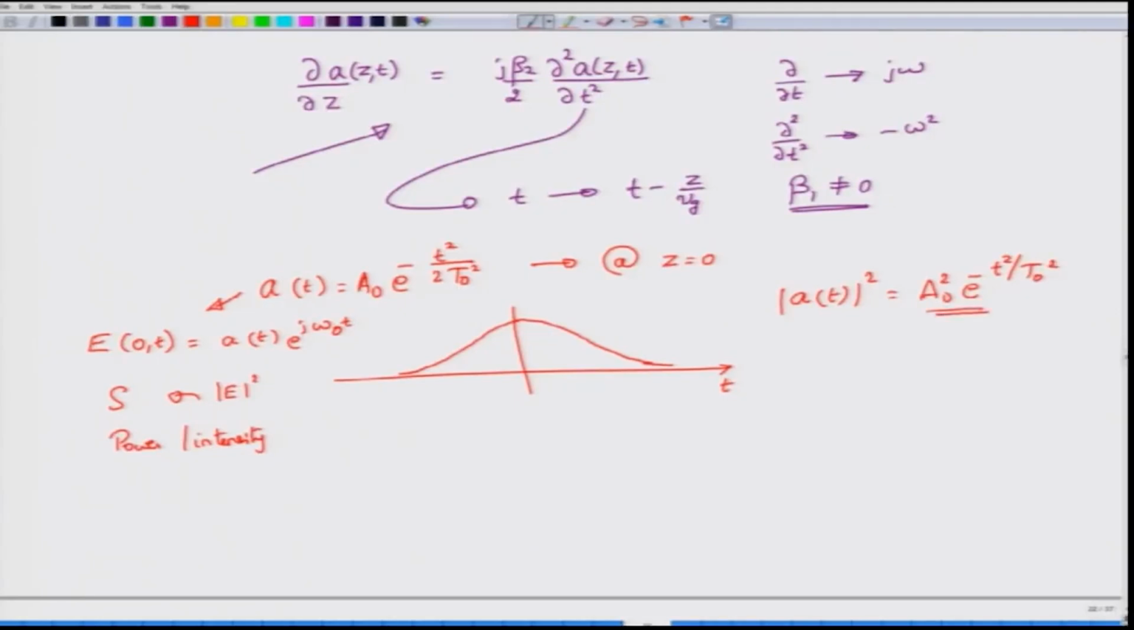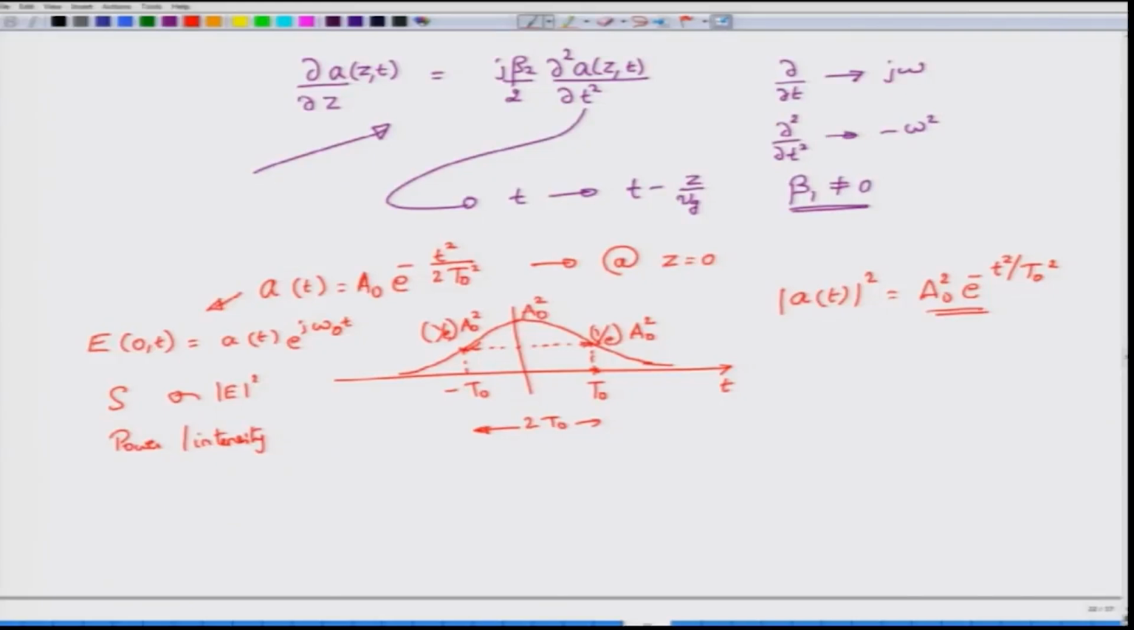Now, if I plot this one, at the origin I have a 0 square, correct, which is where the pulse goes to its maximum, and then at t equal to capital T naught, something interesting happens. So, let us say this is t naught, the pulse value would have dropped down to about 1 by e times a 0 square. Again at minus t naught also you would have 1 by e times a 0 square, and if you are not too fussy about defining the width of the pulse, you can consider this distance itself as the pulse width, which is about 2 times t naught.